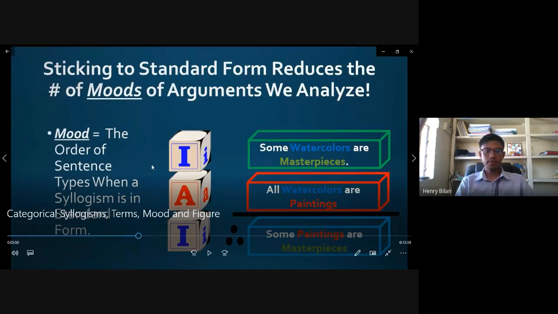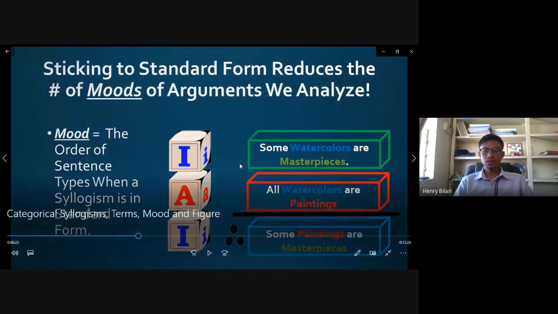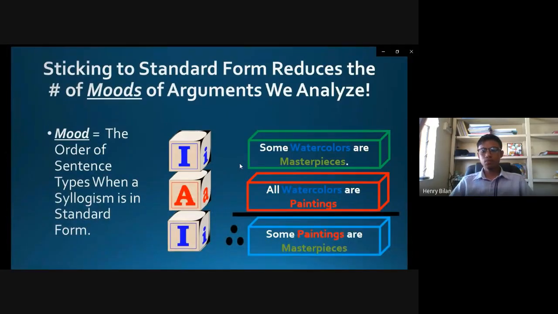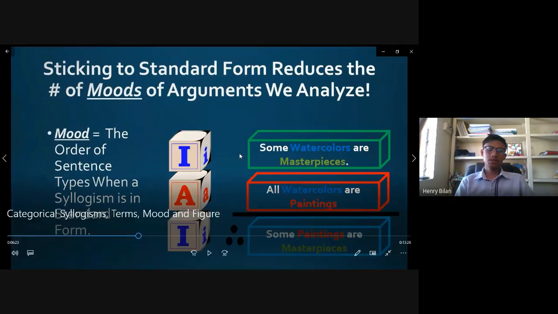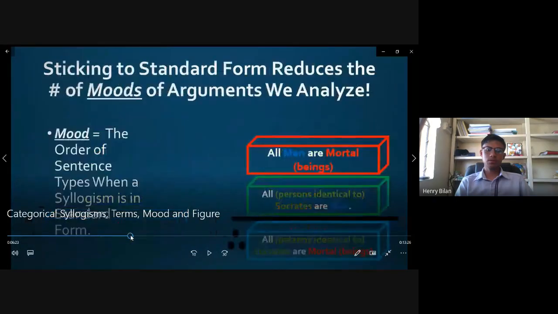Halimbawa, this one. Some watercolors are masterpieces. That is an I proposition. All watercolors are paintings. That is an A proposition. And some paintings are masterpieces. That is an I proposition. So the mood of the syllogism is I. As simple as that. Just simply identify the involved propositions in a syllogism, and that is the mood.